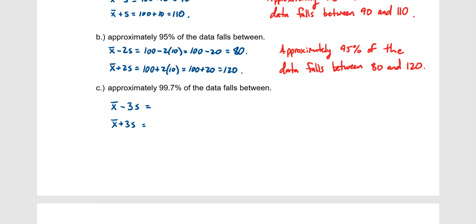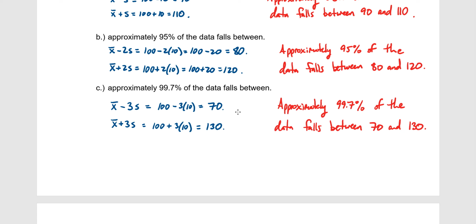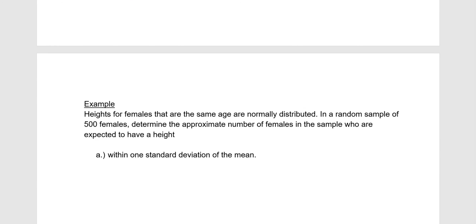So that's going to end up giving us the mean minus 3 times standard deviation, which is going to be 100 minus 30, so 70. And then we also get 100 plus 3 times the standard deviation, which gives us 130. So that means approximately 99.7% of the data falls between 70 and 130. Okay, so pretty simple for those ones.